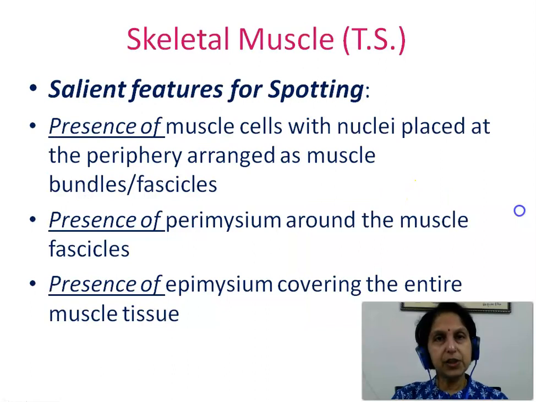The salient features for spotting for skeletal muscle TS are presence of muscle cells with nuclei placed at the periphery, arranged as muscle bundles or fascicles, presence of perimysium around the muscle fascicles, and presence of epimysium covering the entire muscle tissue.